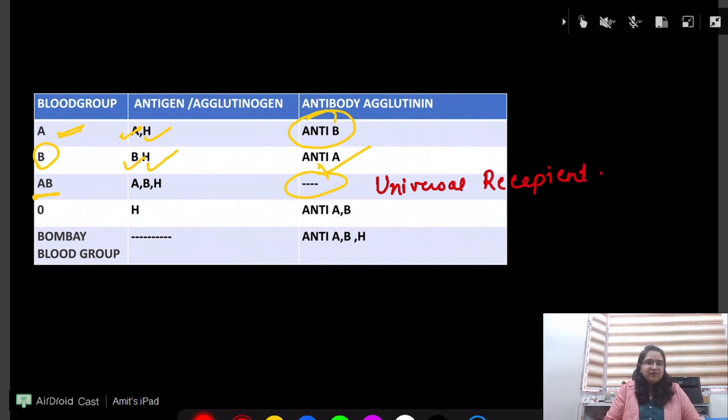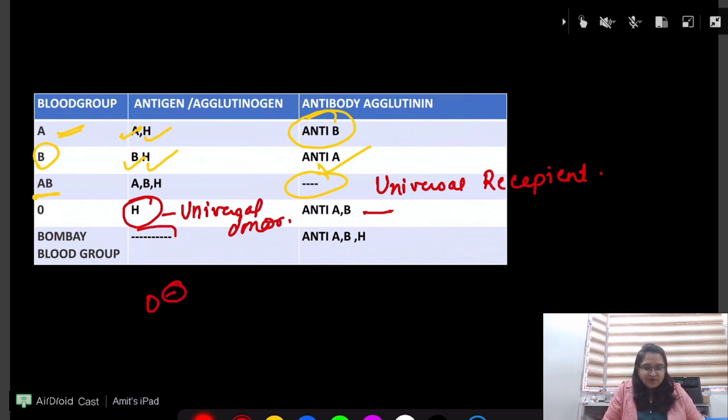And O blood group has only H antigen, no other antigen. A and B are absent, but anti-A, B antibodies are present in the plasma. So that is why O is universal donor. And which O? Obviously first is the O negative.